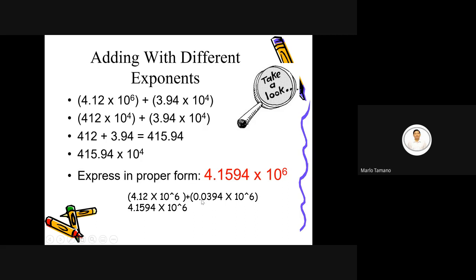plus 0.0394. The sum is 4.1594. Verify if it is correct. You can use your calculator. Correct. Times 10 to the 6, and that is your final answer. They have the same answer, right?